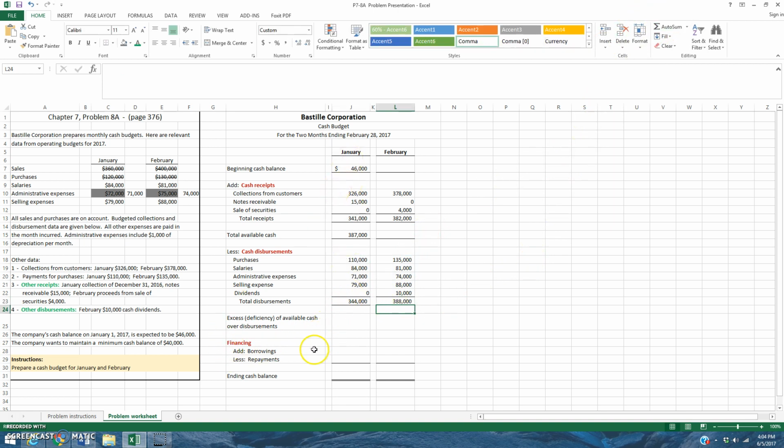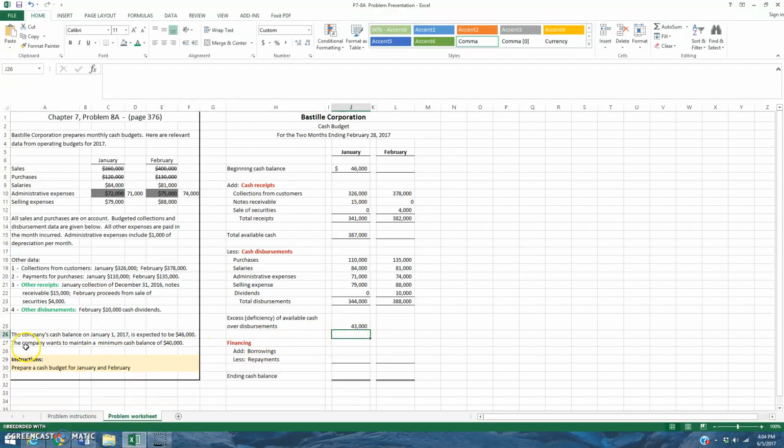Now what we're going to do for January is find the excess, see if we have an excess or deficiency of available cash over disbursements. And to do this, we take our total available cash and subtract our total disbursements from it. And as you can see, we get an excess of $43,000.